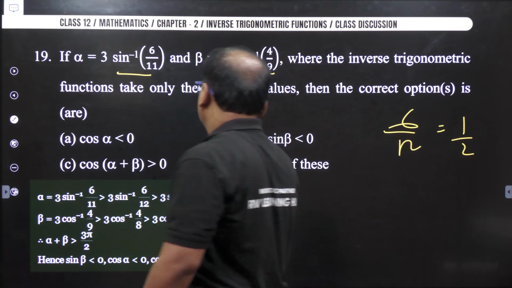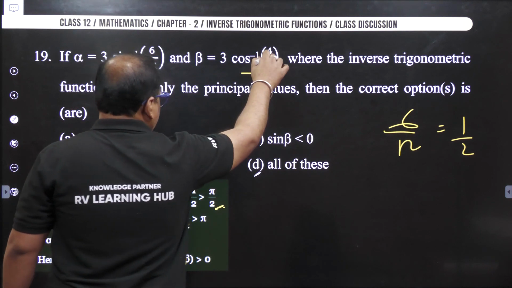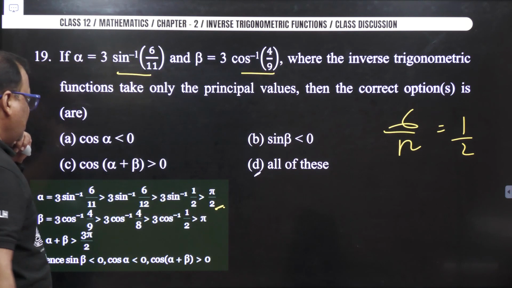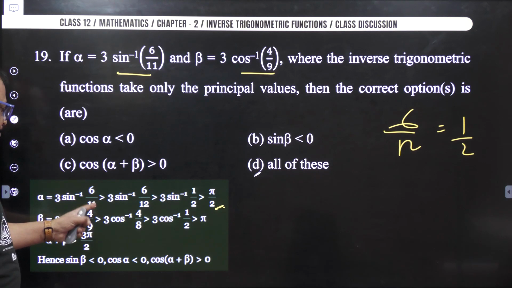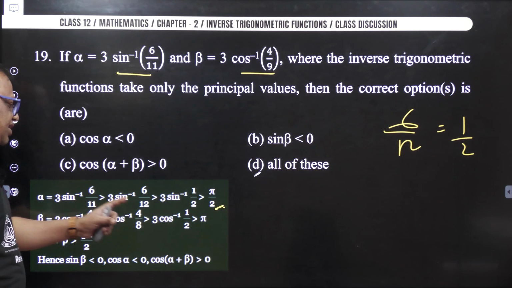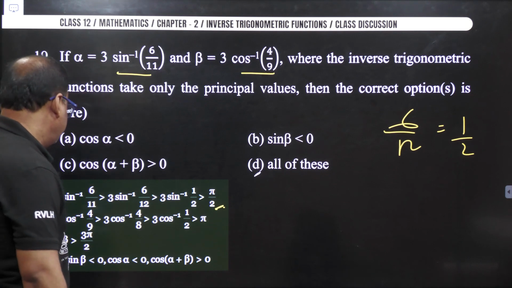Same thing. Beta, 4 by 8 I can write it. So 3 cos inverse of 4 by 9 will be greater than 3 cos inverse of 4 by 8. Okay.